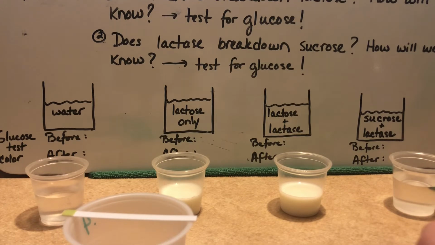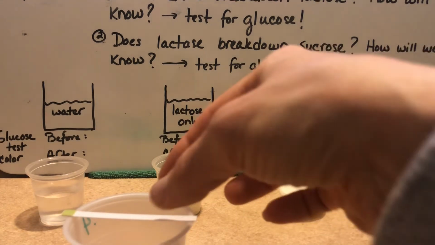I'm just stirring it up now. I'm going to make an enzyme solution that I can add to my containers. Let's check on our glucose test strip, and let me show you the color change because it did in fact change color.